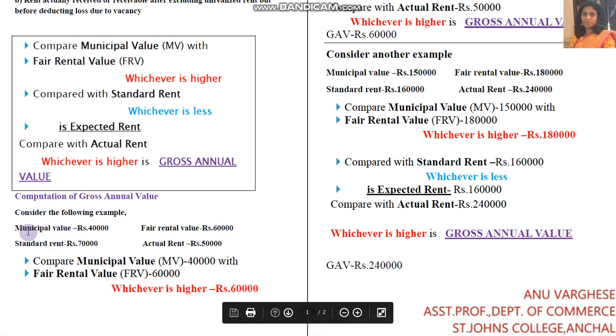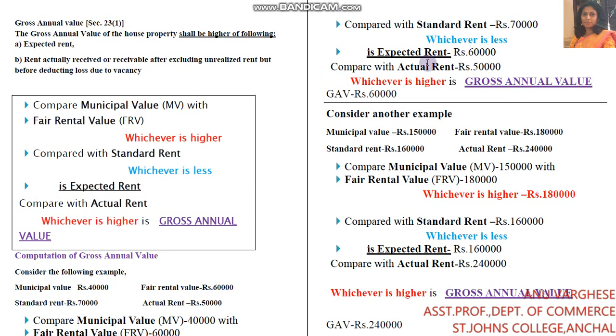In order to get expected rent, you first compare municipal value with fair rental value. Municipal value is 40,000, fair rental value is 60,000. Which figure is higher? 60,000 is higher. Then you compare this 60,000 with standard rent. Standard rent is 70,000. Whichever is less, 60,000 is less. That figure is the expected rent. Expected rent is 60,000.